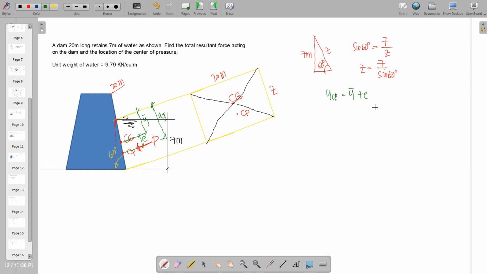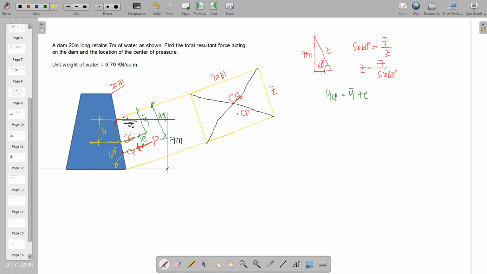So in any problem on submerged plane surfaces, we need to start first with the calculation of H bar and Y bar. So in this case, remember that Y bar is the distance from the center of gravity up to the liquid surface along the vertical. So this is our H bar.